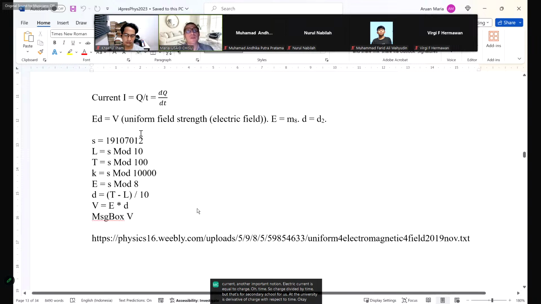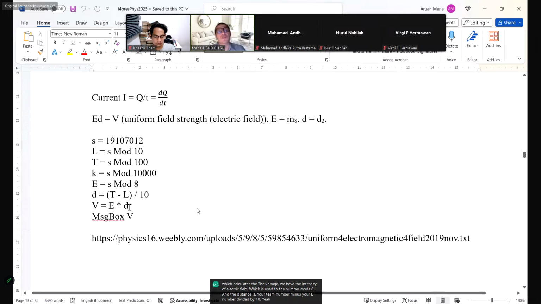So let us try to find the voltage between the plates of the capacitor. This is the code which calculates the voltage. We have the intensity of electric field, which is your student number mod 8, and the distance is your team number minus your L number divided by 10. So obviously the voltage is intensity of electric field times the distance, according to what we have just proved.